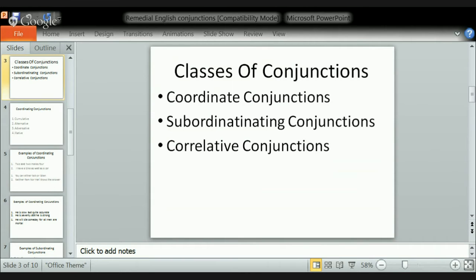You'll get a better understanding of these classes or categories of conjunctions when we run through the examples, so that you have a better understanding and better learning of these concepts.